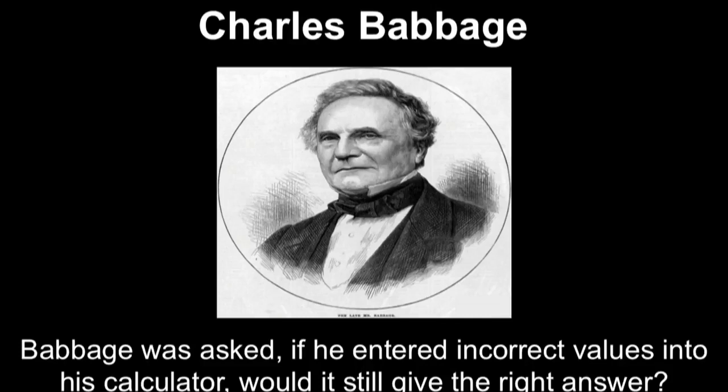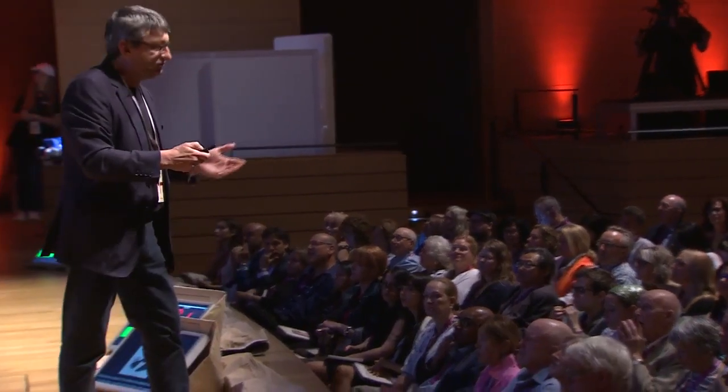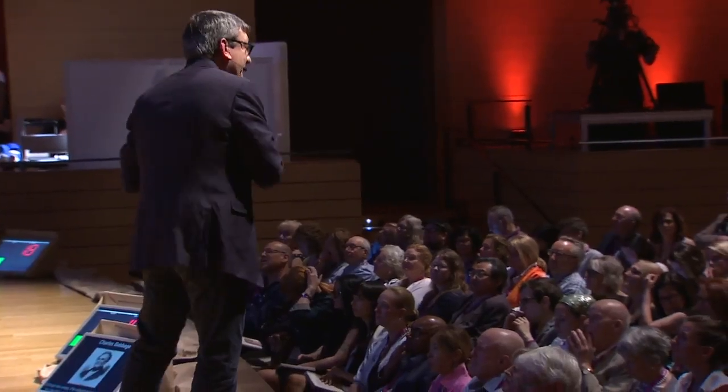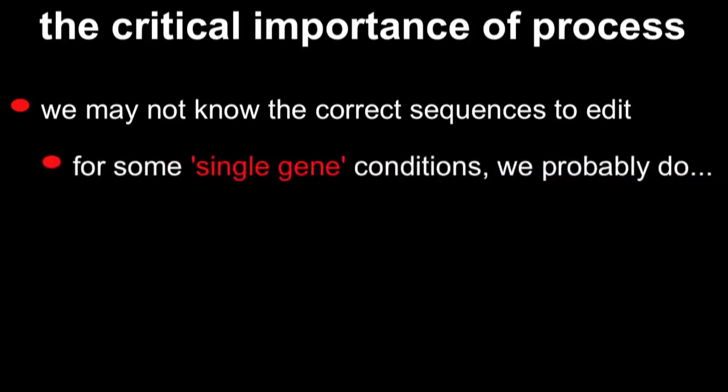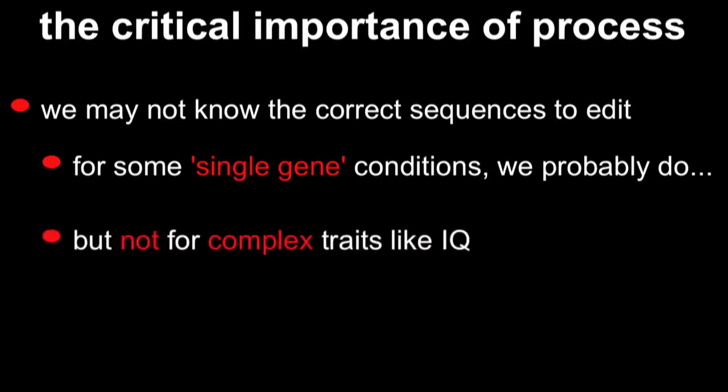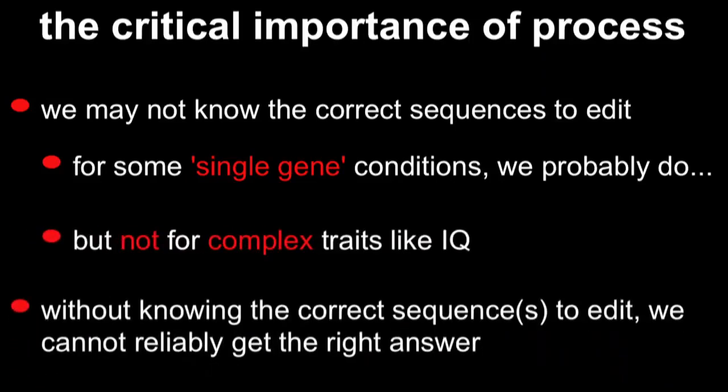But more than once in his lifetime, he was asked the question, Mr. Babbage, if I put the wrong value into your calculating machine, will it still give me the right answer? Now, we can laugh at this question in a way, but I think it's exactly the same mistake that we're making when we consider genome editing, because we must know exactly which pieces, which genes, which regions of the manual to change. We probably do, in some cases, some single gene conditions that I've mentioned, but for complex traits, we almost certainly don't. And unless we do, we cannot reliably get the right answer.